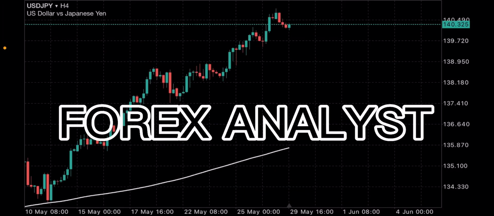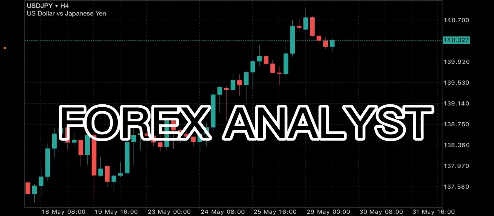And we can only have two forms of candlestick on our chart. It can either be the bullish candlestick or the bearish candlestick. The bullish candlestick is the green candlestick, which indicates the market is going upward, while the bearish candlestick is the red candlestick, which indicates the market is going downward.